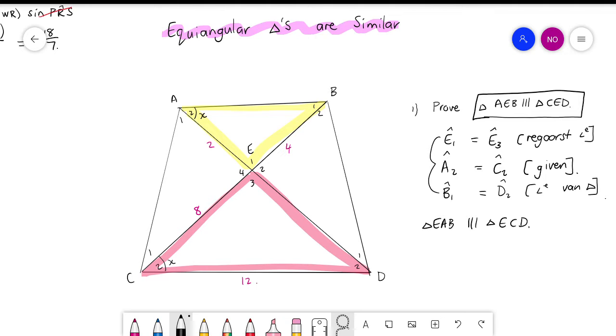My volgorde is anders as hulle sit, maar ek wil amper sê die hoeke wat saam gaan lê nog steeds saam. E goes with E, A goes with C, and B goes with D. And if you look there, it's exactly the same in theirs as well. So dit help as jy die een driehoek sin aan die linkerkant hou en die ander driehoek sin aan die regterkant hou. Okay. That's what I wanted to ask you now.